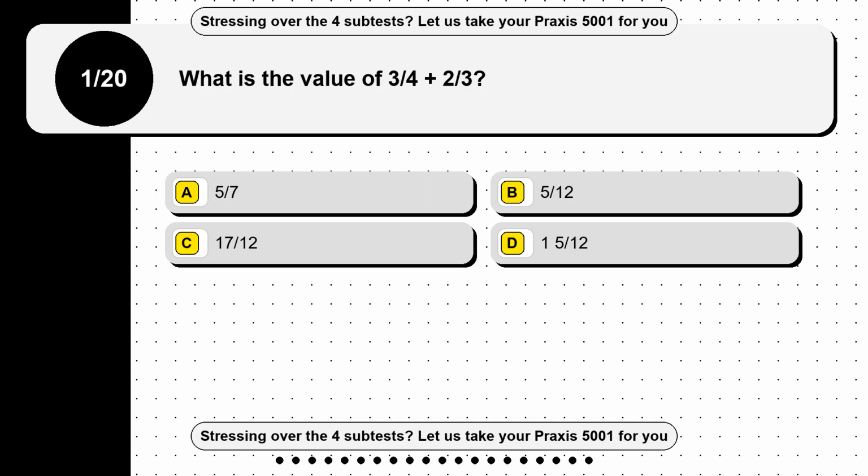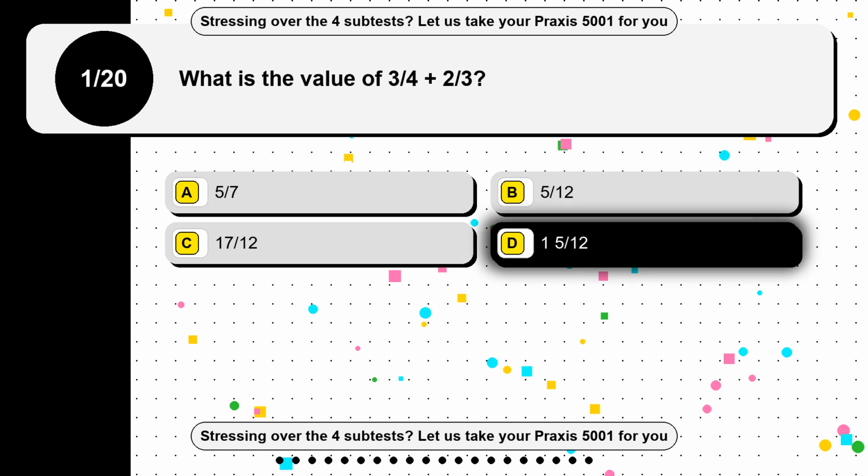Question 1. What is the value of 3/4 plus 2/3? Option A, 5/7. Option B, 5/12. Option C, 17/12. Option D, 1 and 5/12. The correct answer is option D, 1 and 5/12.